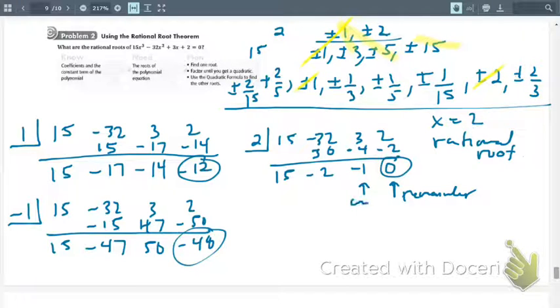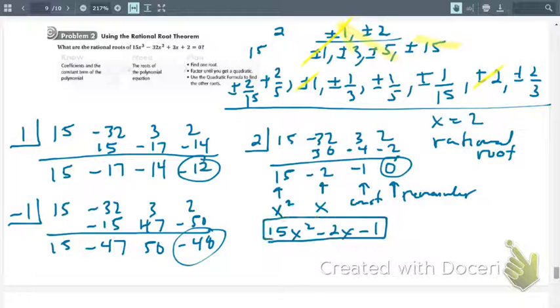This negative 1 is your constant. This right here, negative 2, is the coefficient for your x. And the 15 is the coefficient in front of your x squared term. So what we can say is that 15x squared minus 2x minus 1, okay, that also is a factor of this polynomial.